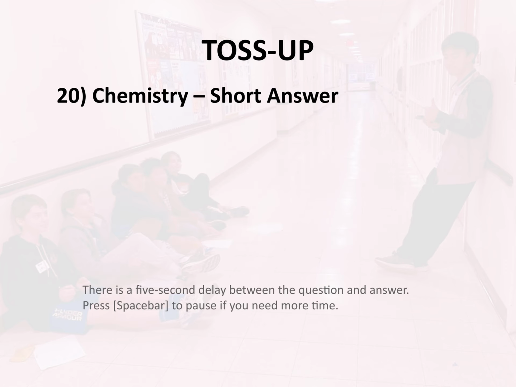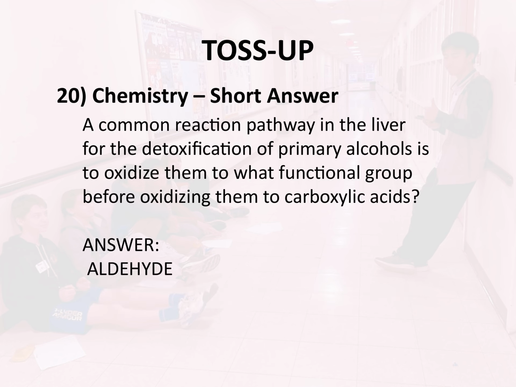Toss-up 20. Chemistry, short answer. A common reaction pathway in the liver for the detoxification of primary alcohols is to oxidize them to what functional group before oxidizing them to carboxylic acids? Answer: aldehyde.